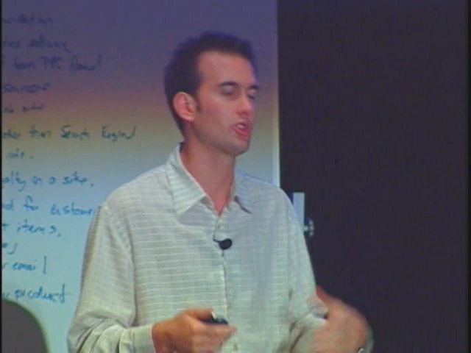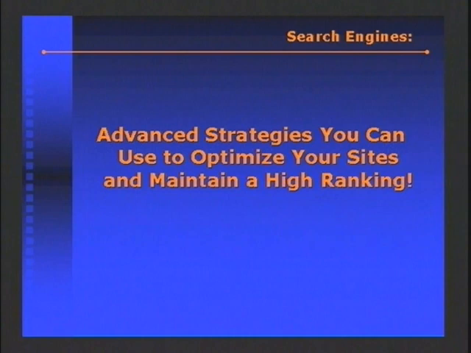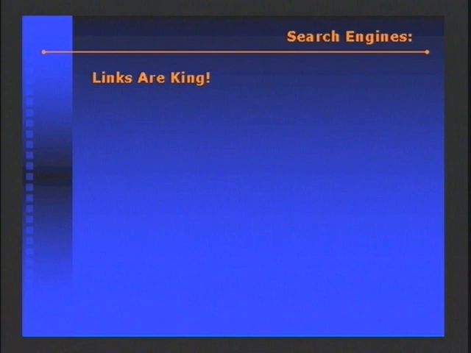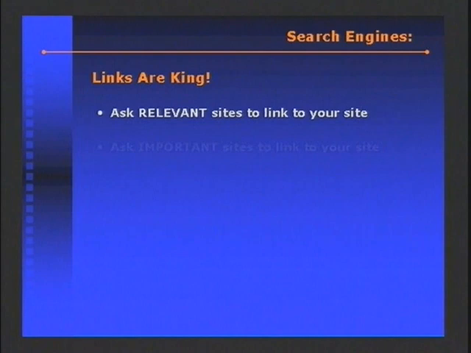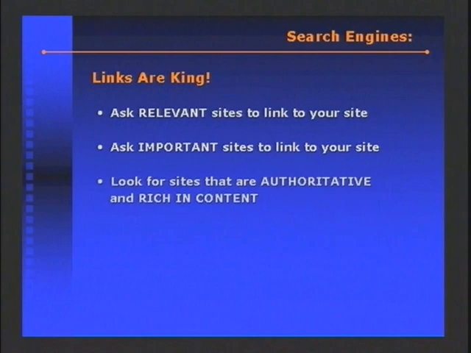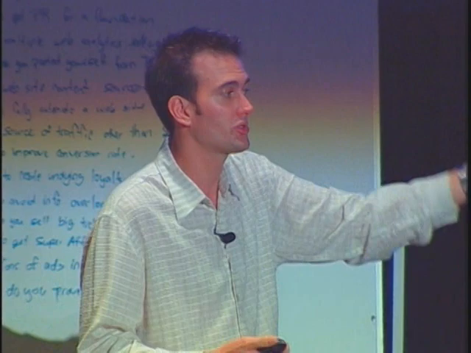Now we're going to go over some advanced strategies to optimize your site to get maximum ranking and maintain your high ranking. The first thing is links are king. We talked about this already. You want links from relevant sites that have good, content-rich information. You're looking for people that are important in their fields, that have content-rich websites with high traffic. You can find them with all the tools we gave you before, the same tools you use to find affiliates. You also find linking partners.